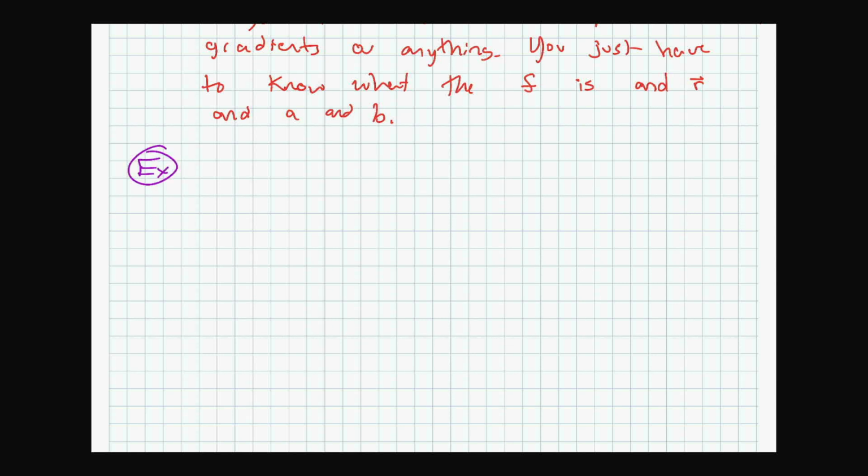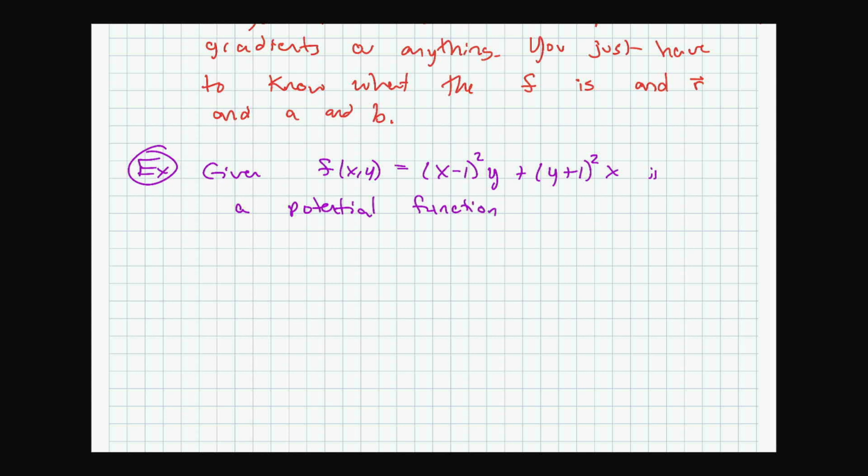Less explanation here. So given little f of x, y, two variables, that's nice. x minus 1 squared y plus 1 squared x is a potential function, right? Sometimes they use the vocabulary potential function for capital F equals 2xy minus 2y plus y plus 1 squared, comma, x minus 1 squared plus 2yx plus 2x.